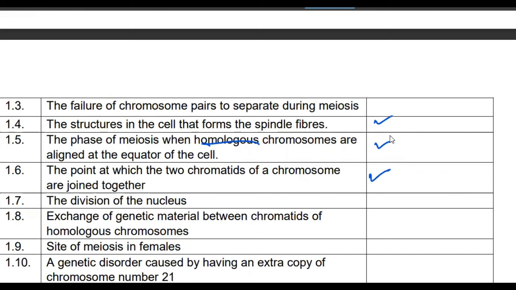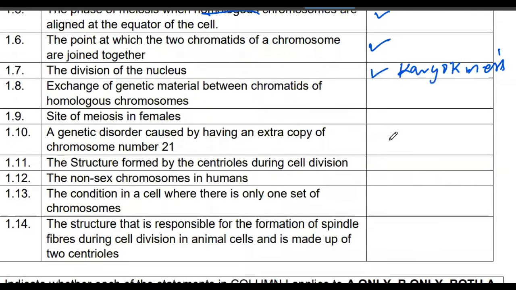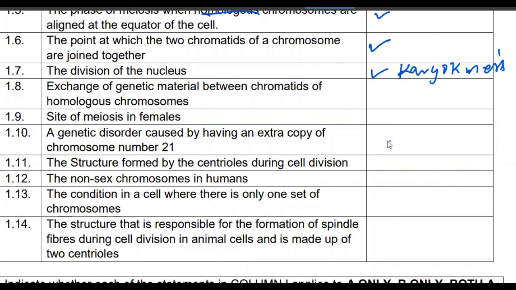And this division of the nucleus, division of the nucleus is karyokinesis. And then they're saying that the site of meiosis in a female, because in female we find meiosis in the ovary. So you write ovary there. And then the exchange of genetic material between chromatids in the homologous chromosome, which is crossing over. And then they are saying the genetic disorder caused by an extra chromosome on chromosome number 21, that is Down's syndrome.